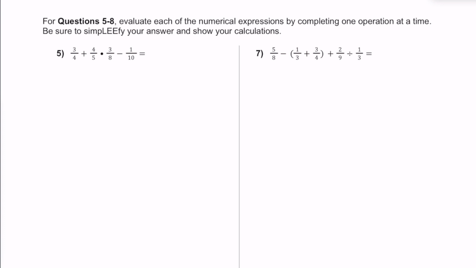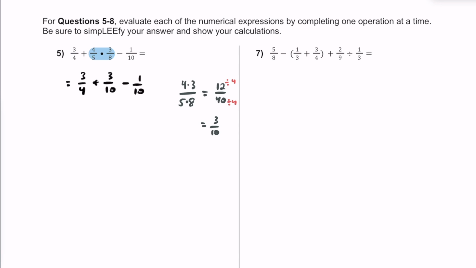So there you had 4 different problems dealing with decimals. Let's check out a few different problems where we have to deal with fractions here. For number 5, between these 3 operations, let's multiply first here. If we multiply 4 times 3 over 5 times 8, that's going to be 12 over 40. Then if we simplify this by their GCF, we can divide these both by 4, and we're going to get 3 over 10, okay? So we can write 3/4 plus 3/10 minus 1/10 here.